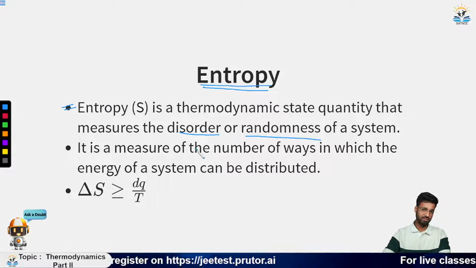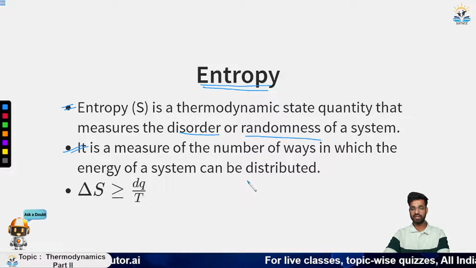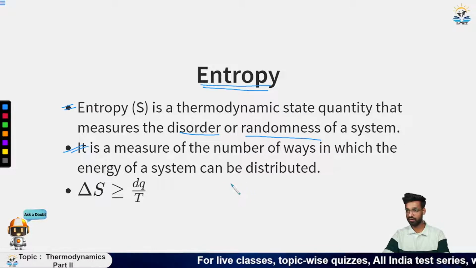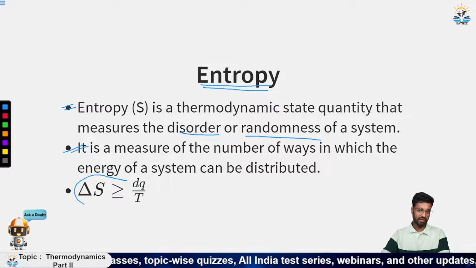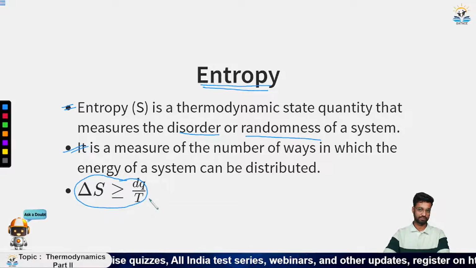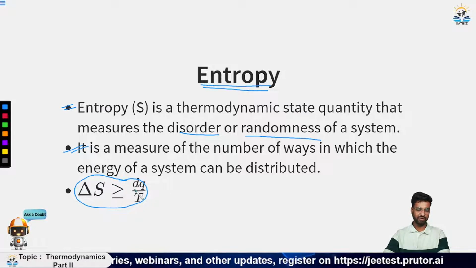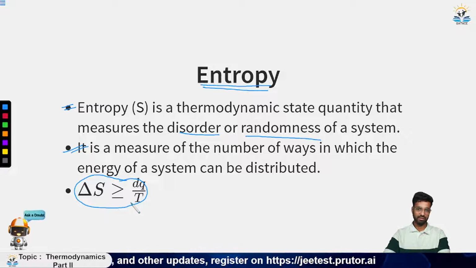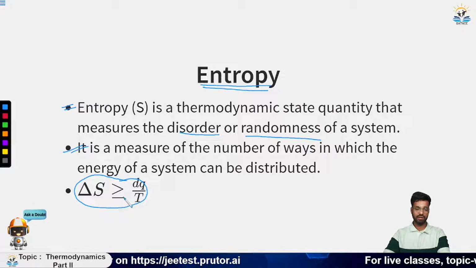It is also the number of ways in which the energy of a system can be distributed, the same as the delocalization of the electron. And what is the formula for delta S in entropy? It is dq by dT. Now it can be greater than dq by T or equal to dq by T. We'll see the different cases when it will be equal and when it will be greater than.